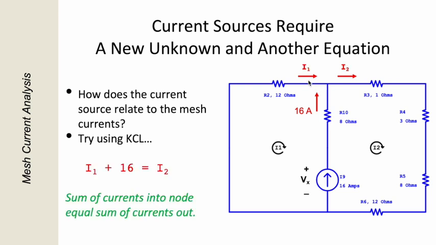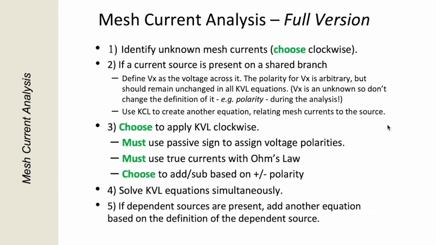Okay. We can see that mesh current I1 is coming into that node from the left. Mesh current I2 is departing from the right. The current from the source is going up. So one formulation for KCL is innies equal outies. And we have I1 plus 16 equals I2. Sum of the currents into the node equals the sum of the currents out. Okay. So now we have this full version of mesh current analysis.